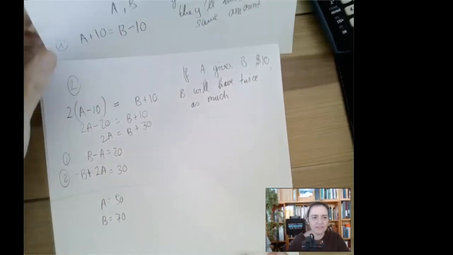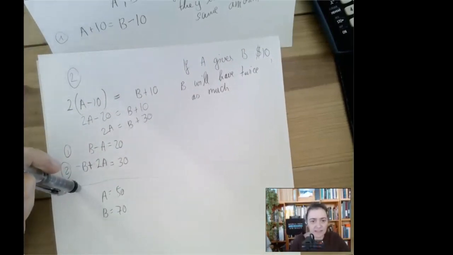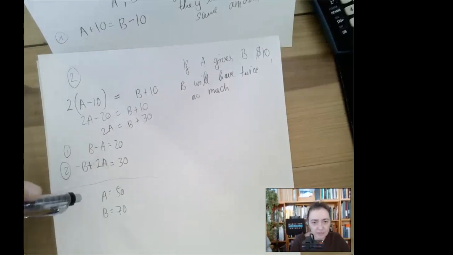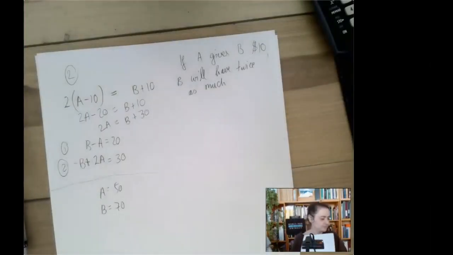Does that work? All right. If B gives $10 to A, they will both have 60. But the other way around, it's going to be 40, 80. So indeed, A will have half the money of B. I find that problem cute too. I'm sure you do too.